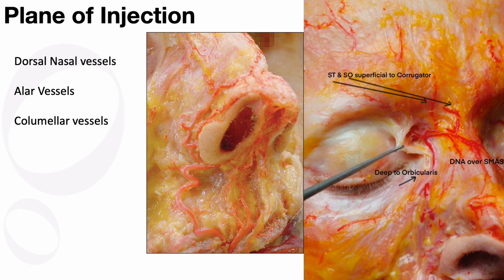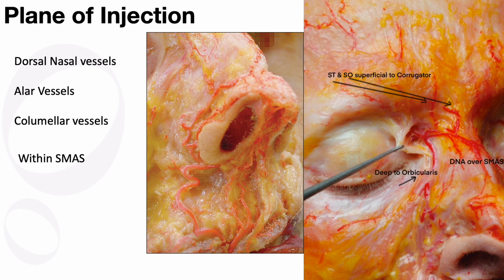The dorsal nasal vessel and the lateral nasal vessel are just superficial to the SMAS. That's why in rhinoplasty you are able to excise the SMAS, and sometimes you expose these vessels. So the plane of injection should be deeper than the SMAS. The columellar vessel, although it is deeper between the medial crus, remember it's a closed compartment, and filler injection in this area needs to be very careful. Over-injection can cause compression of the blood vessel and reduced vascular supply to the tip.